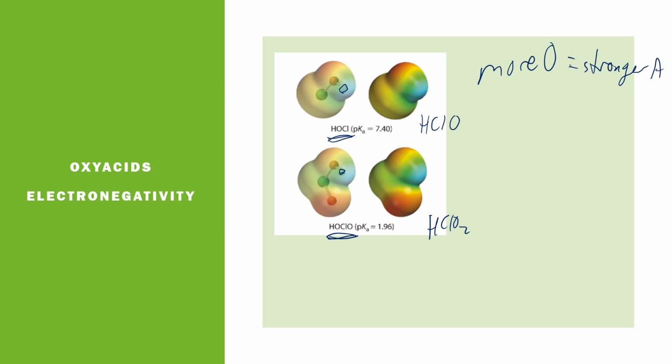The same would be true for other atoms besides oxygen. It could be fluorine and chlorine. Anything that has a higher electronegativity is going to pull electrons away from the hydrogen and make it easier for the hydrogen to dissociate.